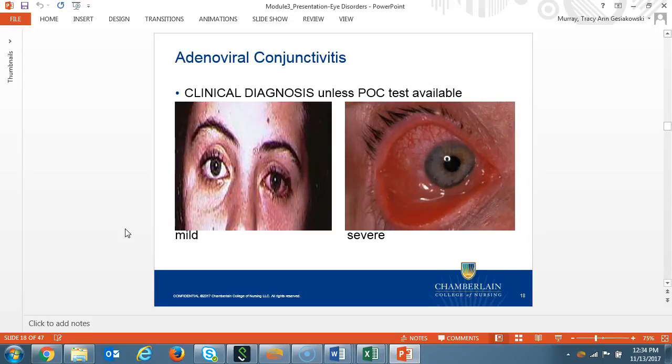Point-of-care rapid adenovirus testing is available, but not commonly used in offices due to the high cost of the test in relation to reimbursement rate from insurance companies. So essentially, adenoviral conjunctivitis is a clinical diagnosis.